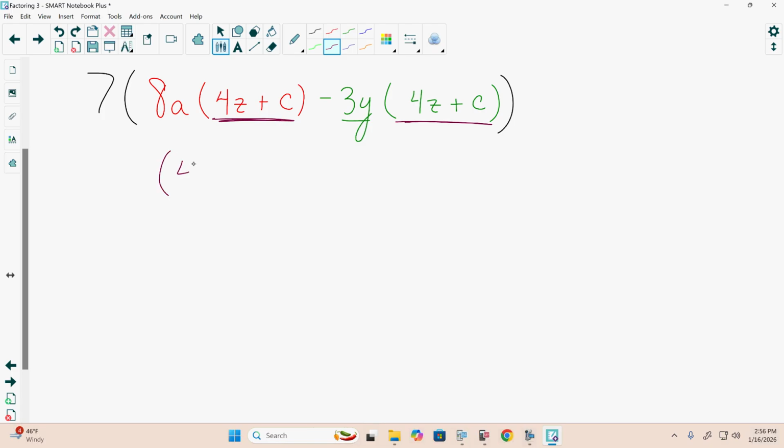Now I can factor 4Z plus C out of both. And what that's going to leave me with is the 8A minus 3Y. And what's the only thing we're missing? The 7.